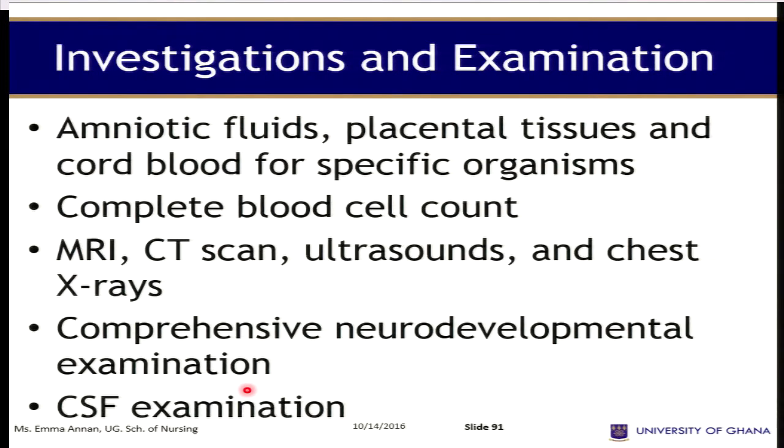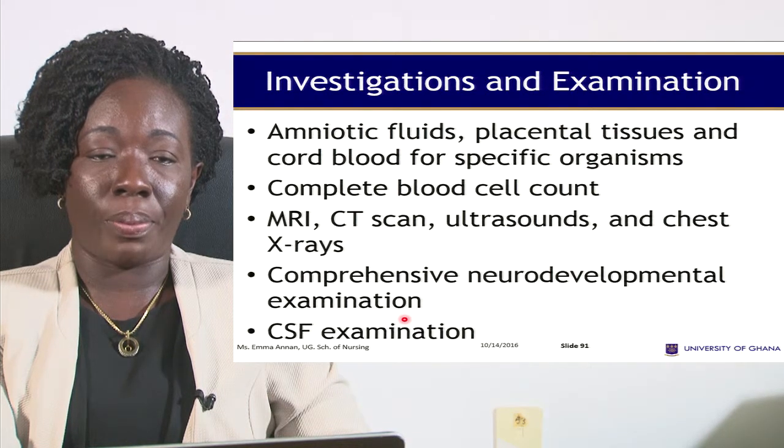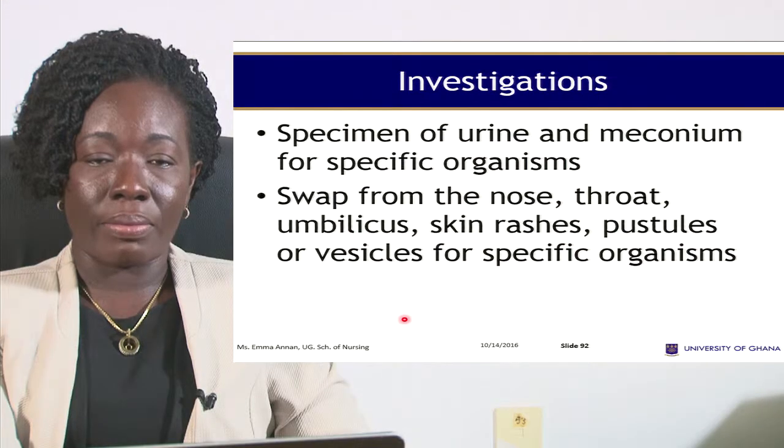Investigations and examination. So you can take amniotic fluid for C&S. Then you can also do a full blood count or complete blood count. You can do CT scan, ultrasounds. You can also do a comprehensive neurodevelopmental examination. Then you take the cerebrospinal fluid for examination. You can also take specimen of urine and meconium for specific organisms. Swabs can also be taken from the throat, the nose, or other areas for a specific organism.